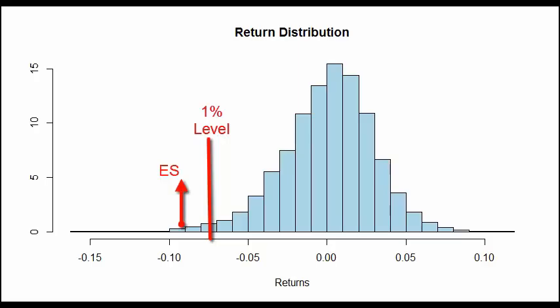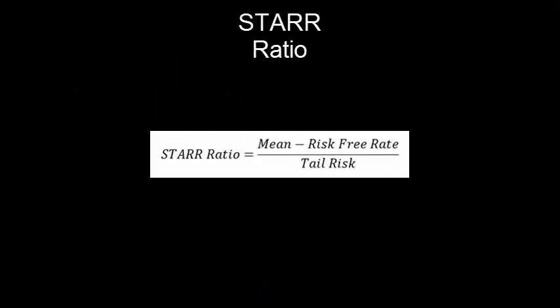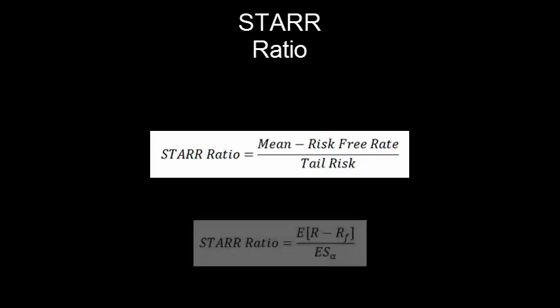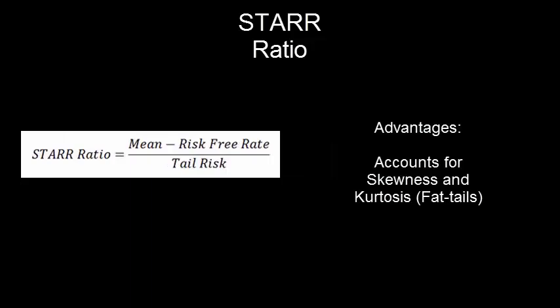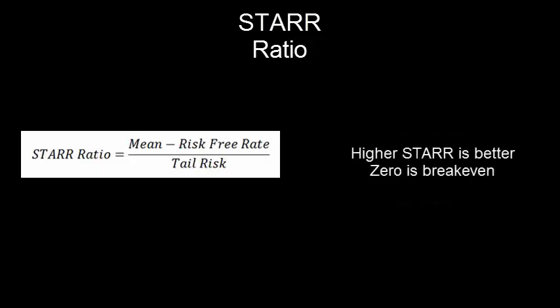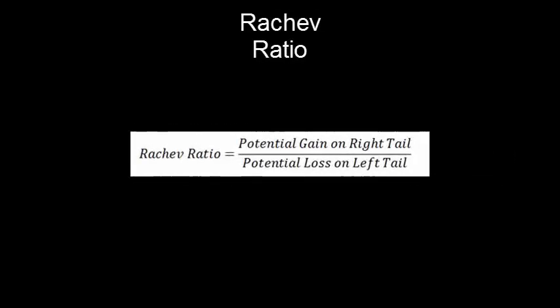If we use this expected shortfall as the risk measure and combine it with the same excess return used in several other metrics, we get the STAR ratio. STAR stands for Stable Tail Adjusted Return Ratio. The advantage of this ratio is that, unlike the Sharpe ratio, skewness and fat-tail distributions can be measured effectively. The general interpretation is still similar to the Sharpe and Sortino, in that values above 0 are profitable and higher ratios are preferable. Related to this ratio is another called the Rachev ratio.